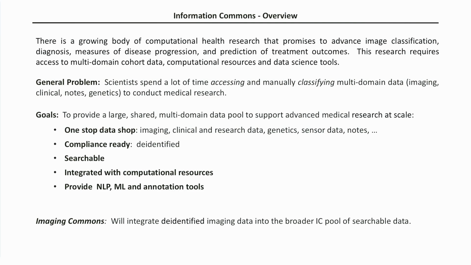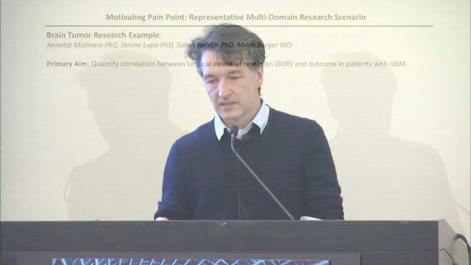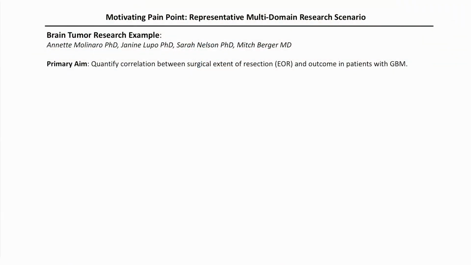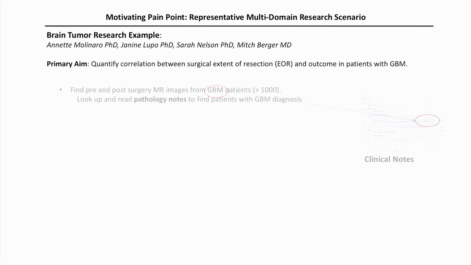And the imaging commons is one module, specifically to integrate the de-identified imaging data into this broader information commons pool. So just as a motivating scenario, here is an example of how researchers are often conducting their research today. This example is a research group that's trying to correlate the extent of surgical resection for patients with brain tumors to the patient's outcomes.